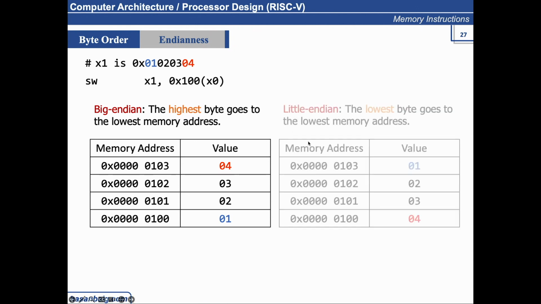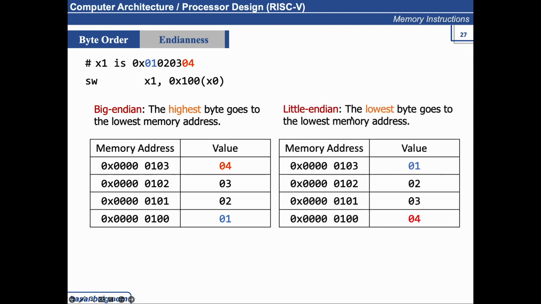The other format is called little endian, where the lowest byte, the smallest byte, which is the least significant byte, is stored first in the lowest memory location. Okay, and RISC-V uses this little endian format.